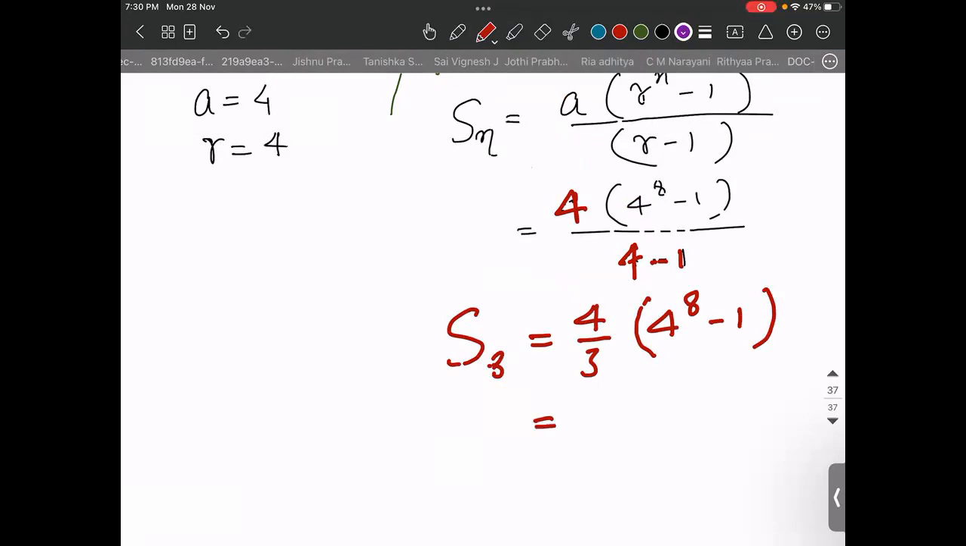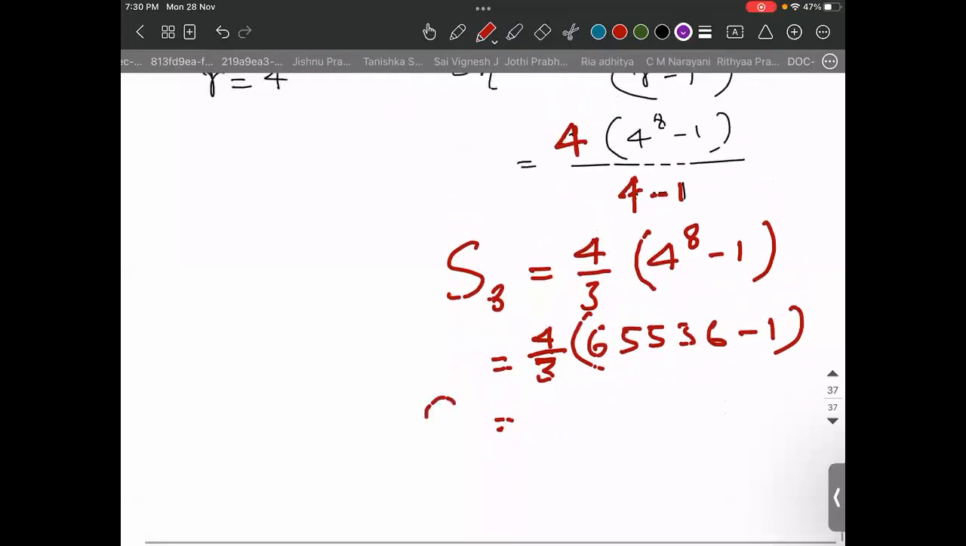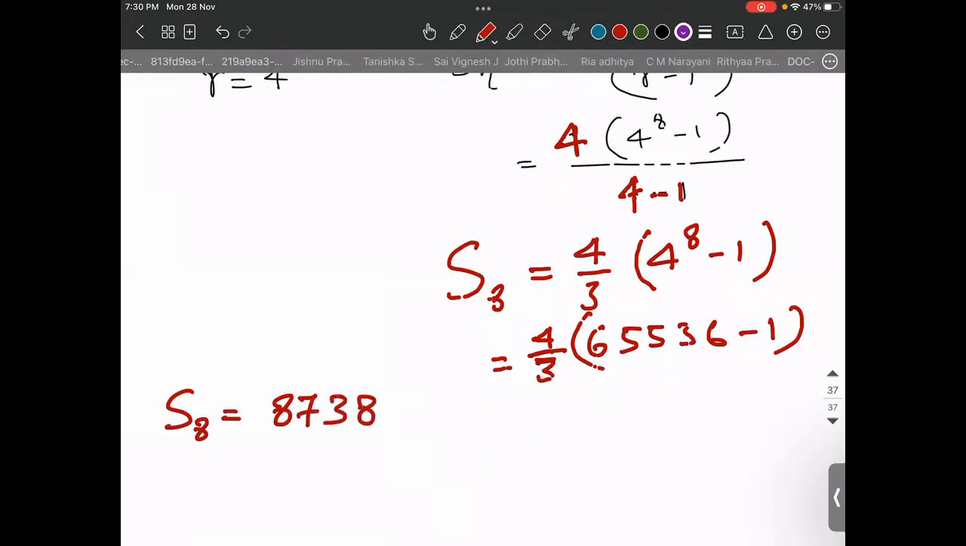Minus 1 into 4 by 3. Okay, so who will tell that? How much is that? I am also not doing this. Nidhi is telling using a calculator. So if you want, you can also use a calculator. How much is that, Nidhi? 87380. Okay, I hope that this is correct.